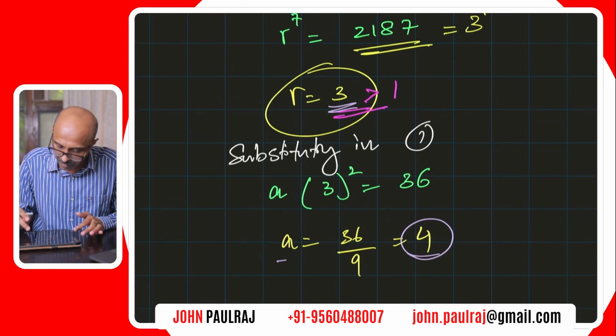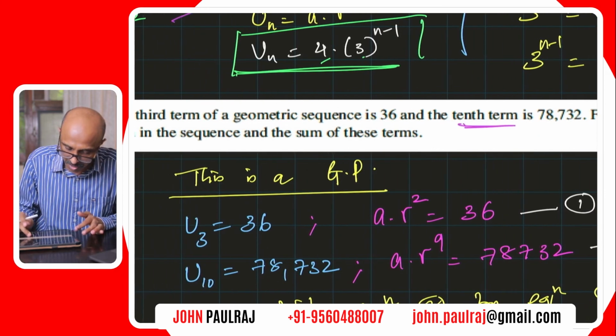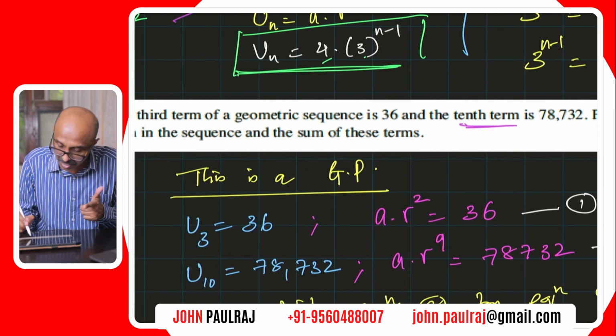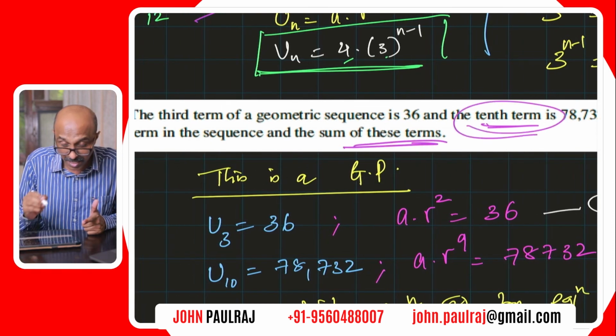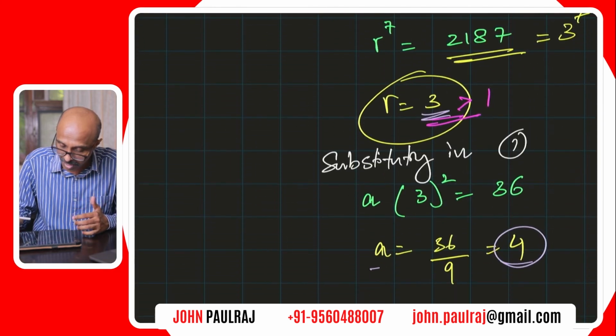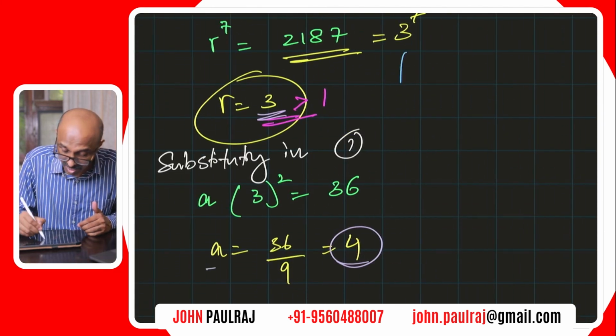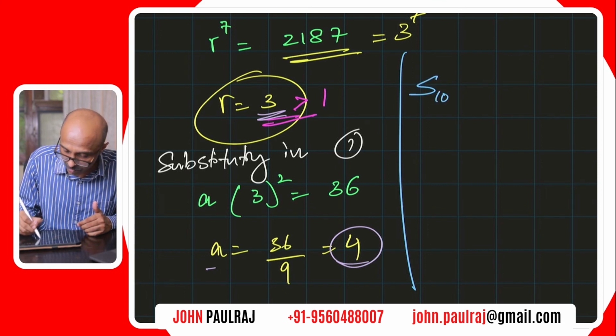So now we have to find the 10th term, I believe. Yes, they've given in the question the 10th term, all right? They gave the third term and the 10th term. They said find the first term and the sum of these terms. They already gave us the 10th term, the value of n, unlike the earlier case. So let's use that formula for Sn. Again, we're using the same formula because r is greater than 1 in this case. So S10 is what we're computing.